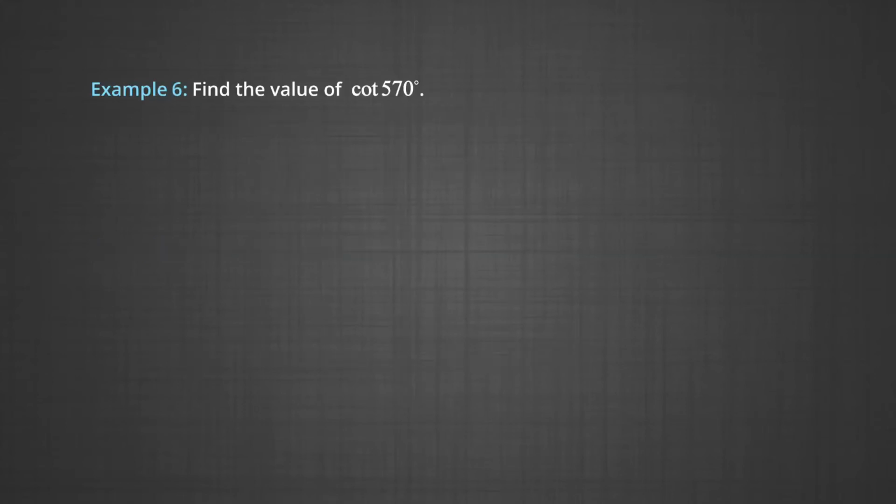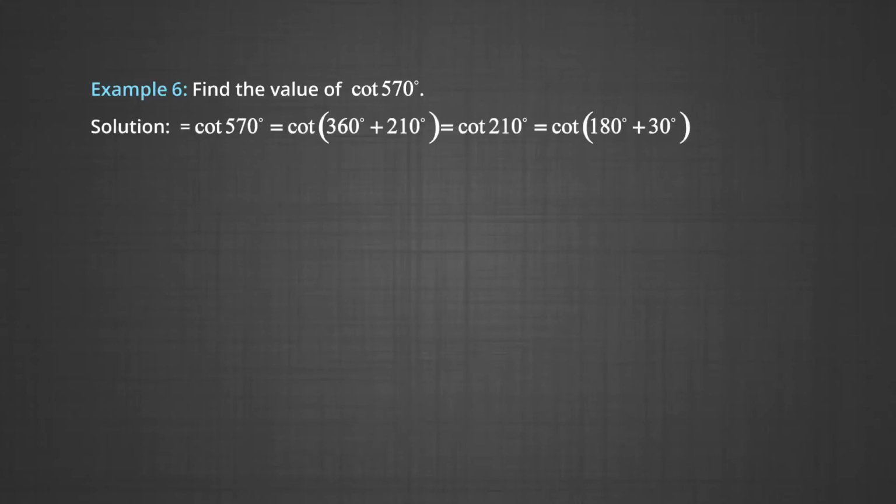In example 6, we will find the value of cot of 570 degree. Now, cot of 570 degree can be written as cot of 360 plus 210, which is same as cot of 210 degrees. Now, 210 can be written as 180 degree plus 30 degree. Therefore, cot of 210 degree is same as cot of 180 plus 30 degree, which is equal to cot of 30 degree, which takes the value as root 3.